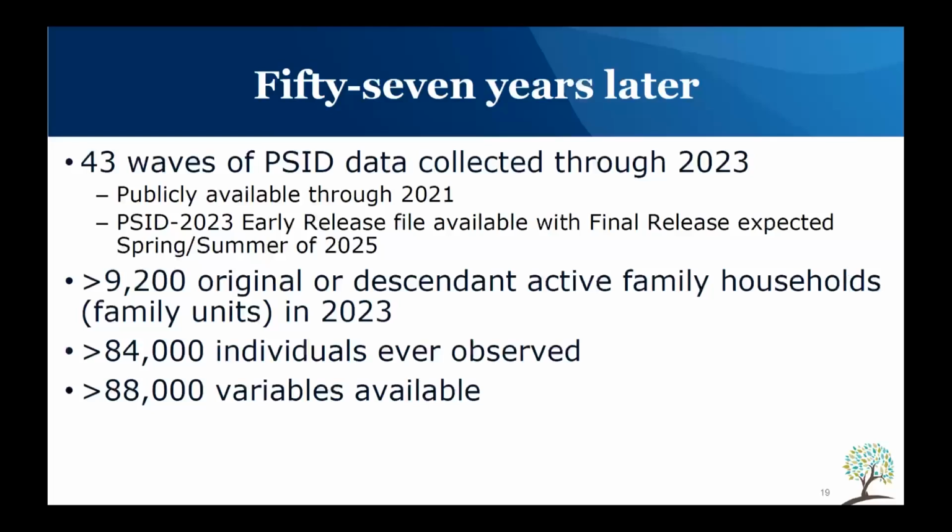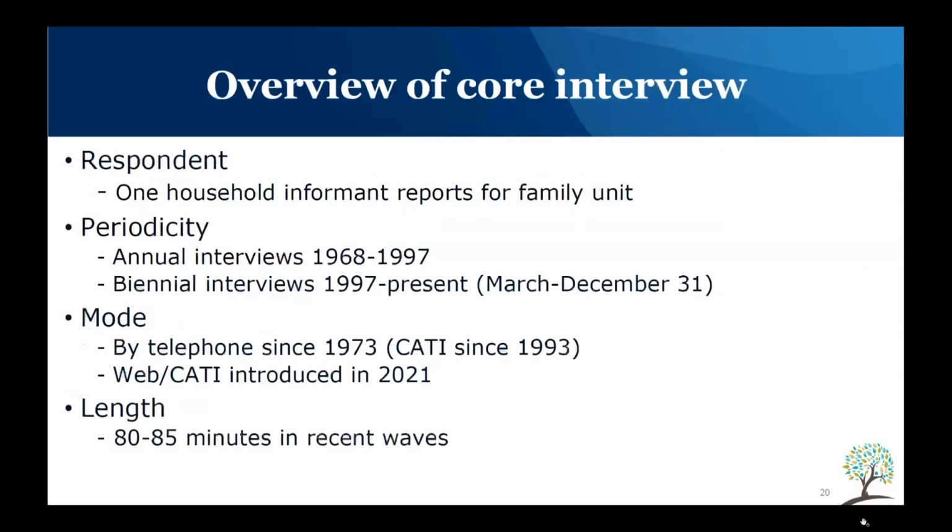So we have over 84,000 individuals who were ever observed in the PSID, meaning that we saw them in a household or they were reported on in one of our modules. And here we have over 88,000 variables just for the core. So this is for the variables that are available from all 43 waves of data. If you go to our supplements and our supplementary modules, we have well over 100,000. Next slide, please.